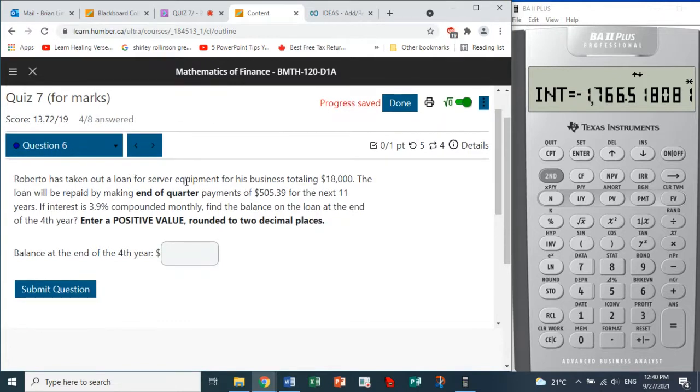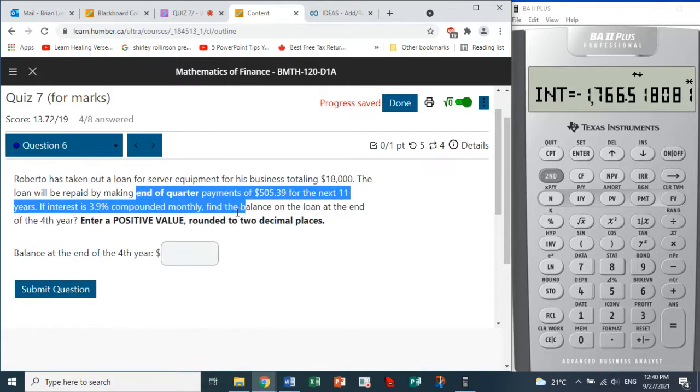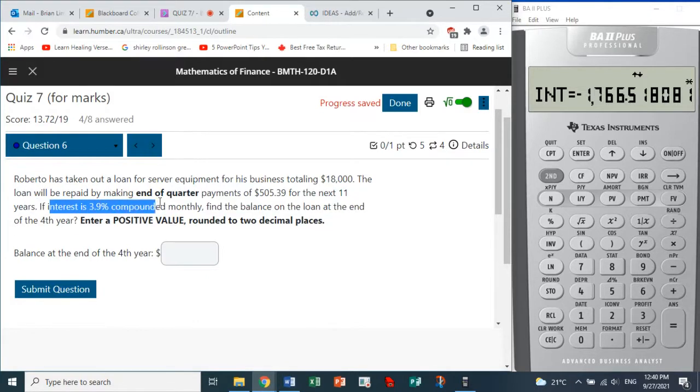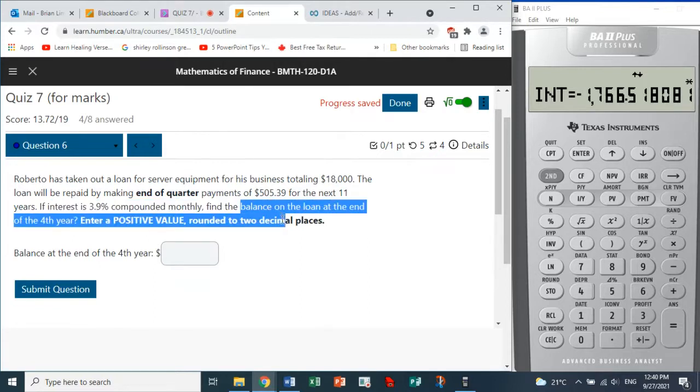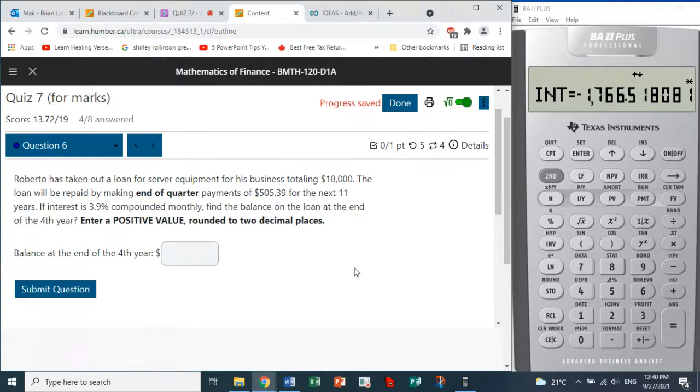All right, Roberto has taken out a loan for server equipment for his business totaling $18,000. The loan will be repaid by making end of quarter payments of $505.39 for the next 11 years. Okay, interest is 3.9% compounded monthly. Find the balance. Now we want the balance on the loan at the end of the 4th year.